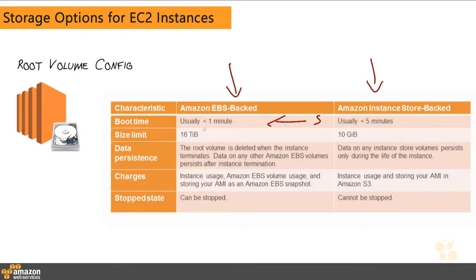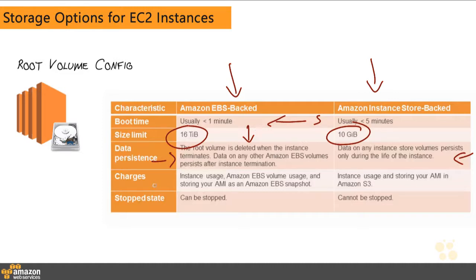You've also got a much higher size limit on EBS backed versus instance store backed. So because instance store backed is in that host machine in that data center and it's shared with all of the other tenants who are using that hardware, it limits you to 10 gigabytes on that root volume, whereas an EBS volume can be all the way up to 16 terabytes without any issue. Data persistence, like I talked about, data can persist beyond the lifetime of the machine with EBS backed. By default, that root volume is deleted when the instance terminates, but you can change a flag and tell it to not delete that root volume and persist that root volume after you terminate the instance.